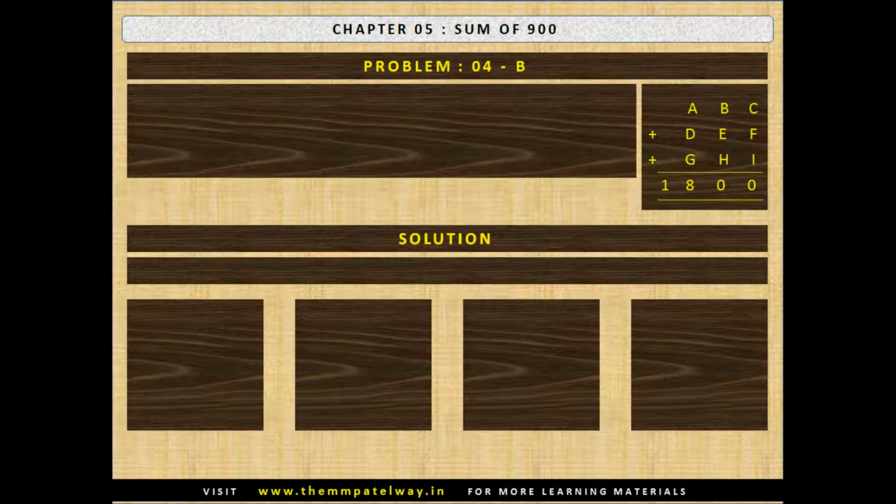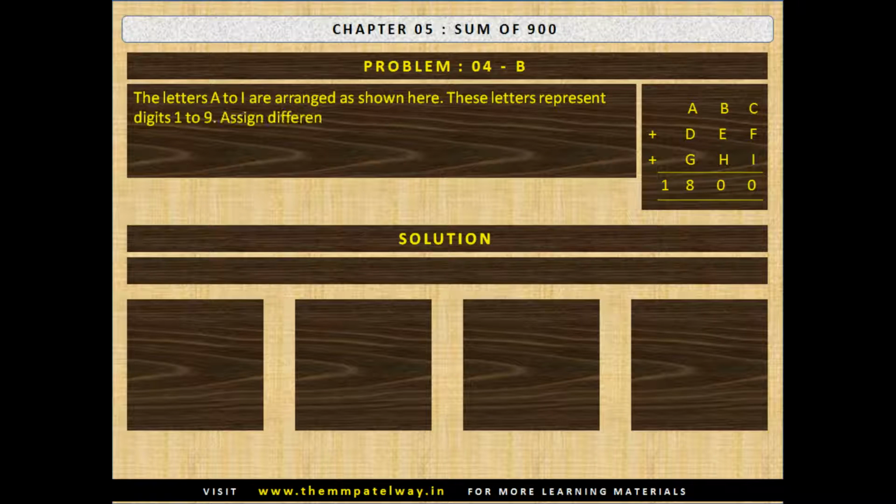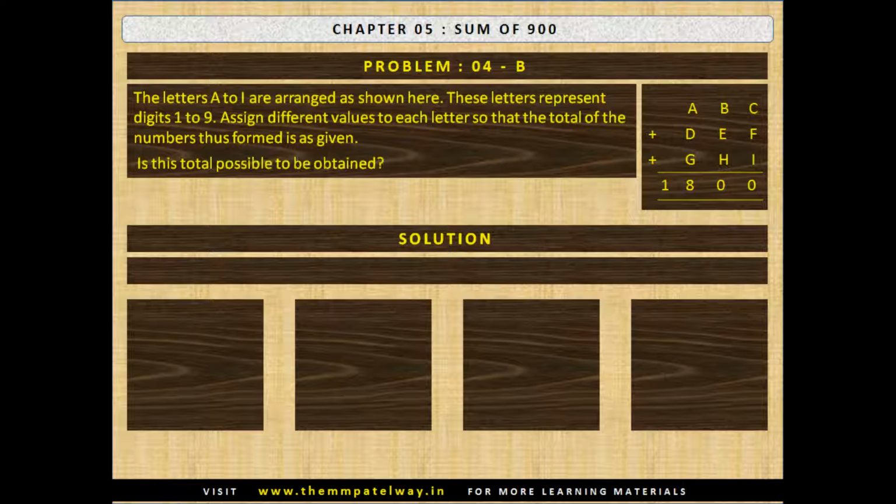Problem number 4b. The letters A to I are arranged as shown here. The letters represent digits 1 to 9. Assign different values to each letter so that the totals of the numbers thus formed is as given, that is 1800. Is this total possible to be obtained? Why? Now stop the video and solve the problem.